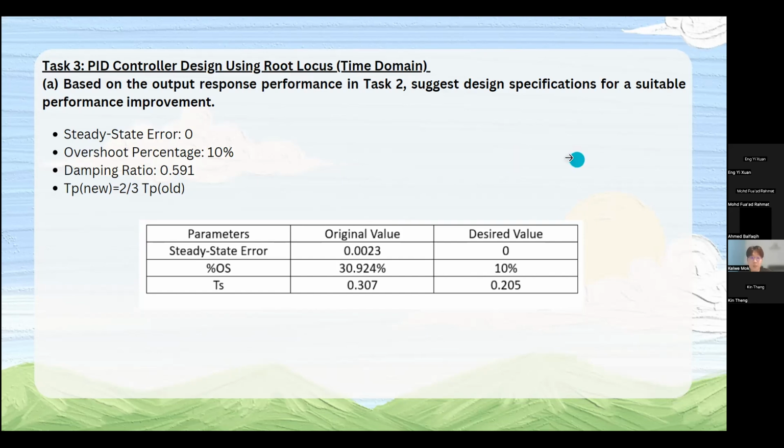So from the analysis, the main performance issues identified are the long settling time, so the system will take too long to reach the steady state, high percent overshoot, and also non-zero steady state error. To address these issues, we propose the following design specification for the PID controller. First, we need to reduce our settling time by at least 67%, lower the percent overshoot to 10%, minimize the steady state error, and also ensure the system remains stable across varying conditions.